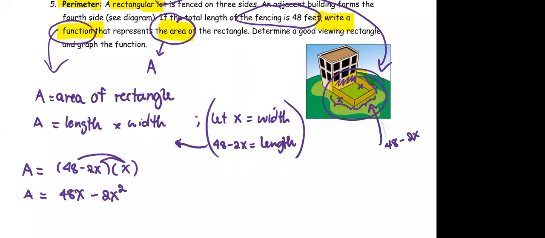So now I can bring everything back to the equation, or the function, that we are looking for. Our A, or the area, based on length times width: the length is 48 minus 2x, multiplied by the width, which is x. As we simplify, we have 48 multiplied by x minus 2 times x squared as the function representing the area of the rectangle that we are looking for. So this is the answer.